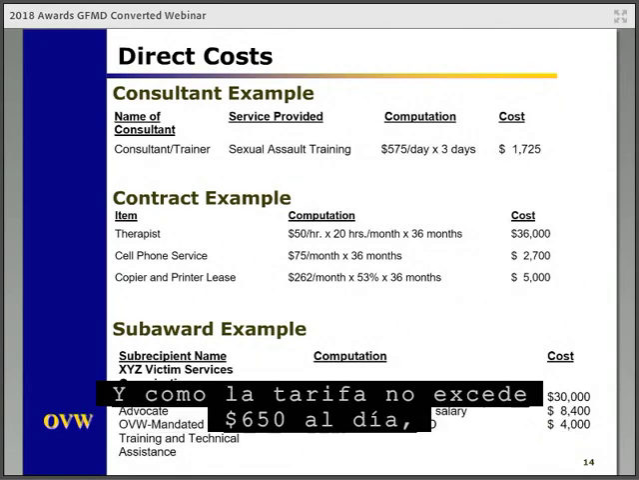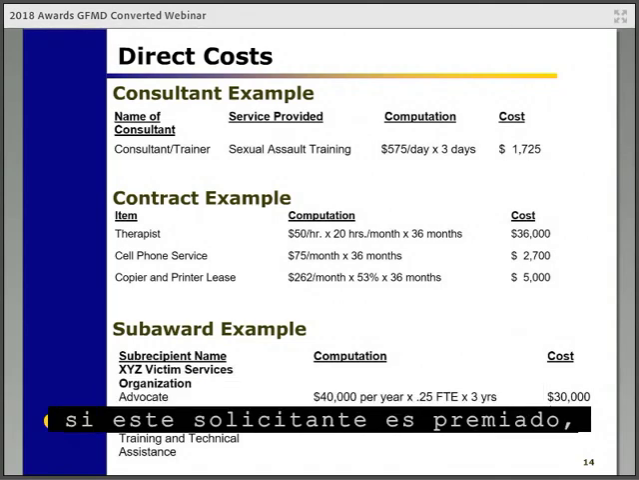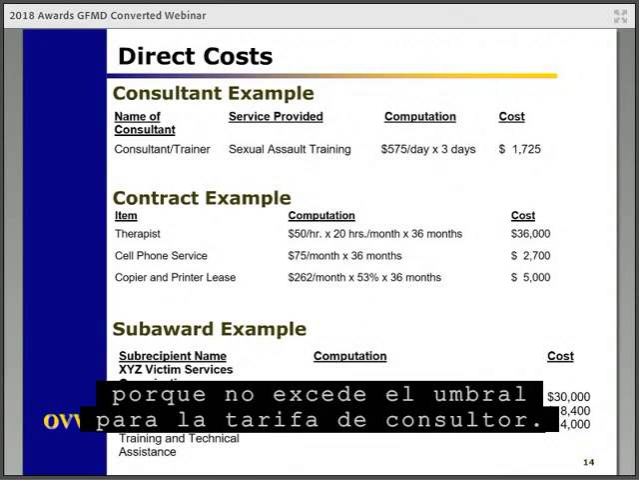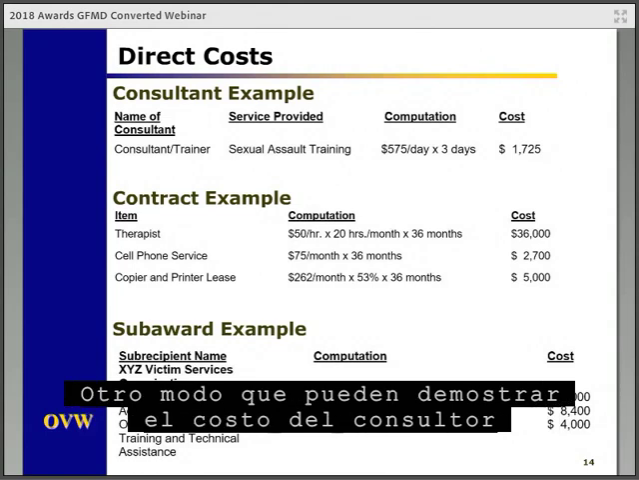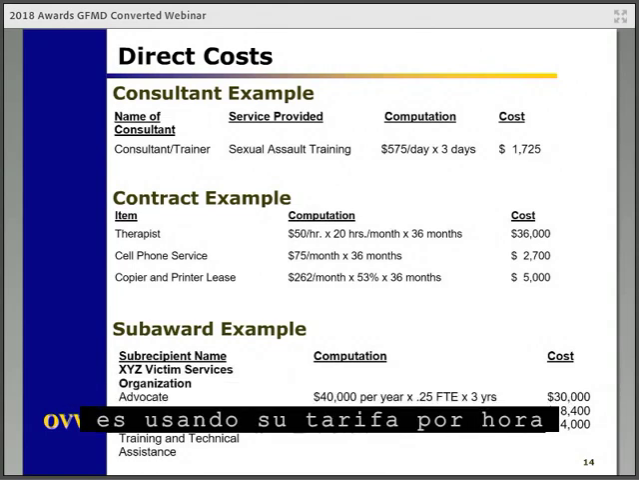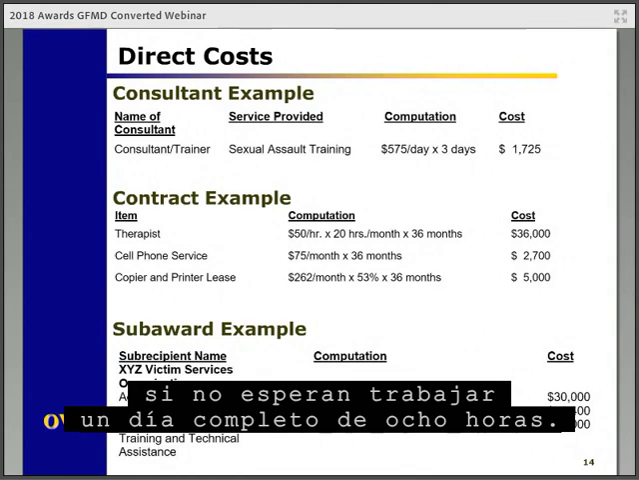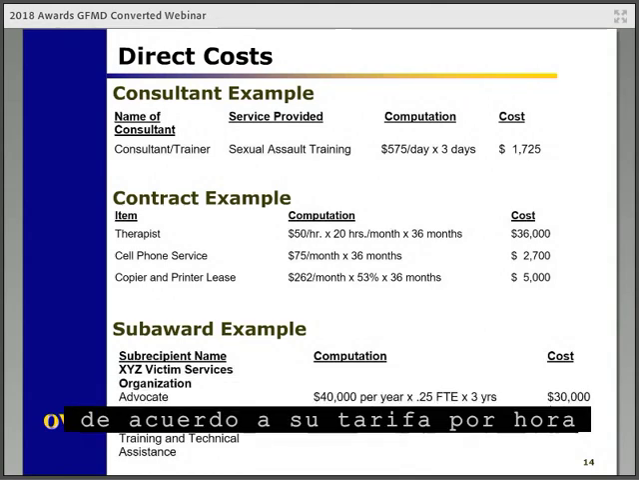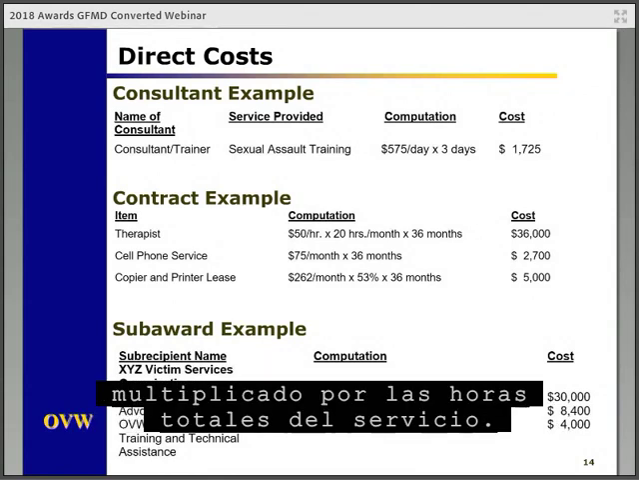Also, since the rate does not exceed $650 per day, if this applicant is awarded, they will not need to come in for prior approval because it does not exceed the threshold for the consultant rates. The other way that you can demonstrate the consultant's cost is by using their hourly rate if they don't expect to work a full 8-hour day. And in that case, you just break down the cost by their hourly rate times the total hours of service.